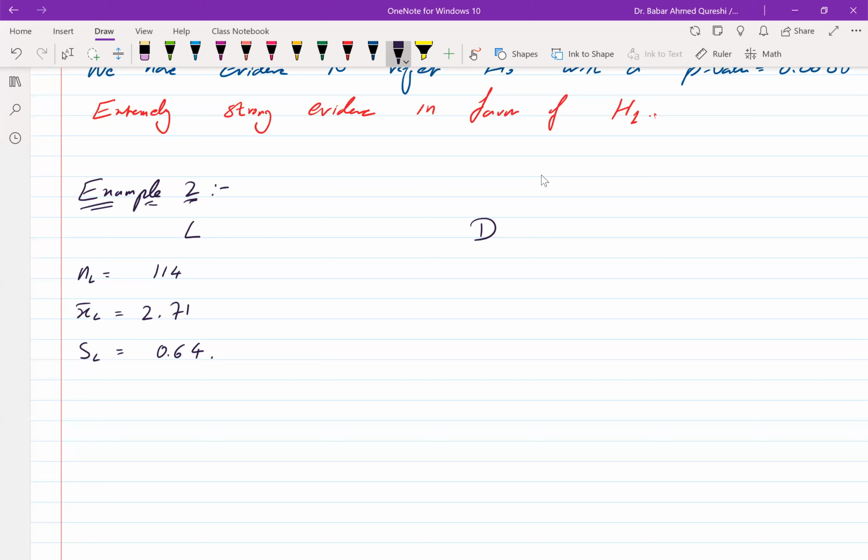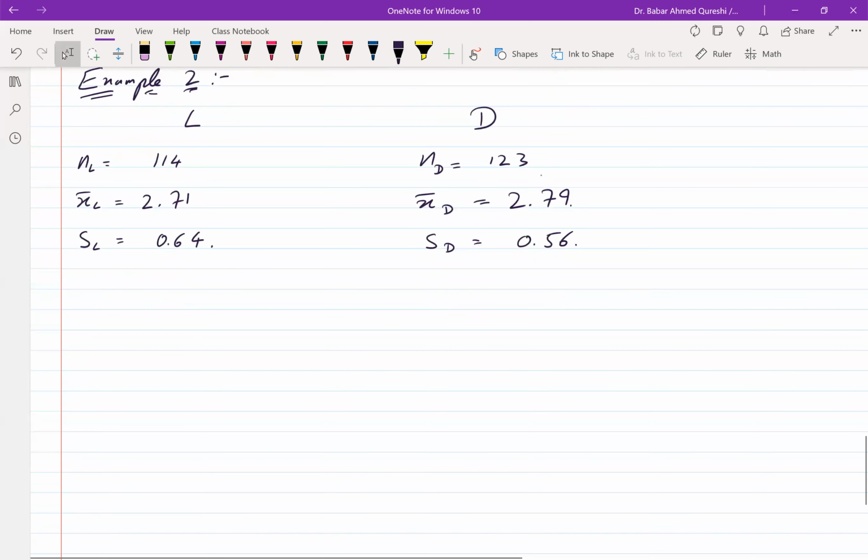While for the day scholars, they got 123 and their average GPA was 2.79 and the standard deviation was 0.56. Now they want to test the hypothesis. First of all, they have no reason to believe that one group has higher GPAs than the other. Well, you're seeing a slightly higher number here, but one has to test it. Does it have any statistical significance if you see these numbers in the sample?